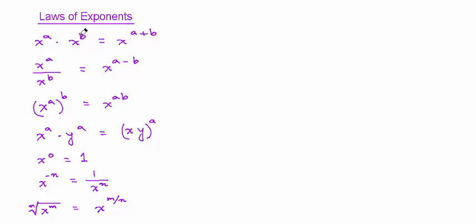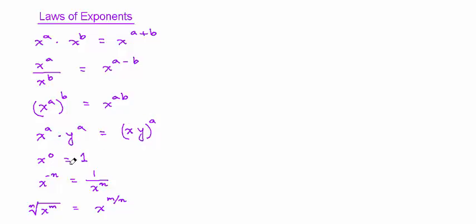When two exponents are on the same base and are multiplied together, we add the exponents. When two exponents on the same base are divided, we subtract the exponents. When an exponent is raised to another exponent, we multiply the two exponents together on the same base. The product of two exponents is the exponent of the product.